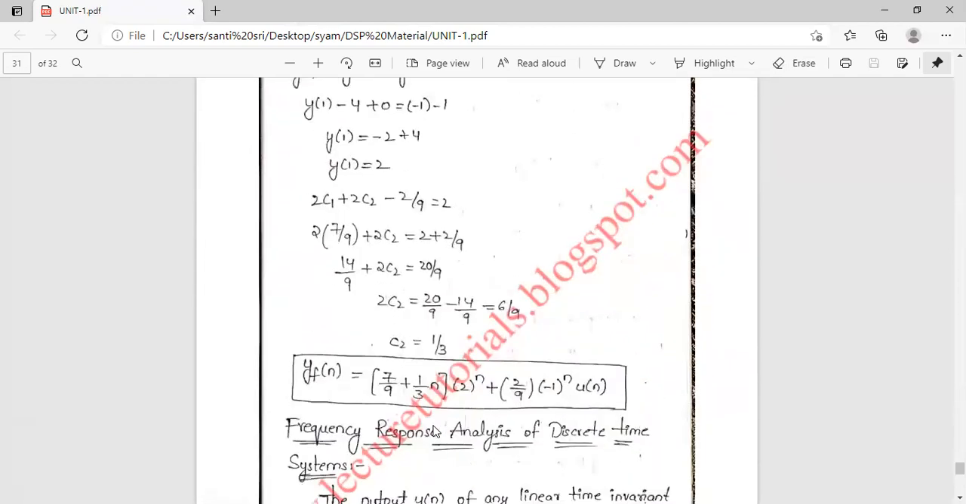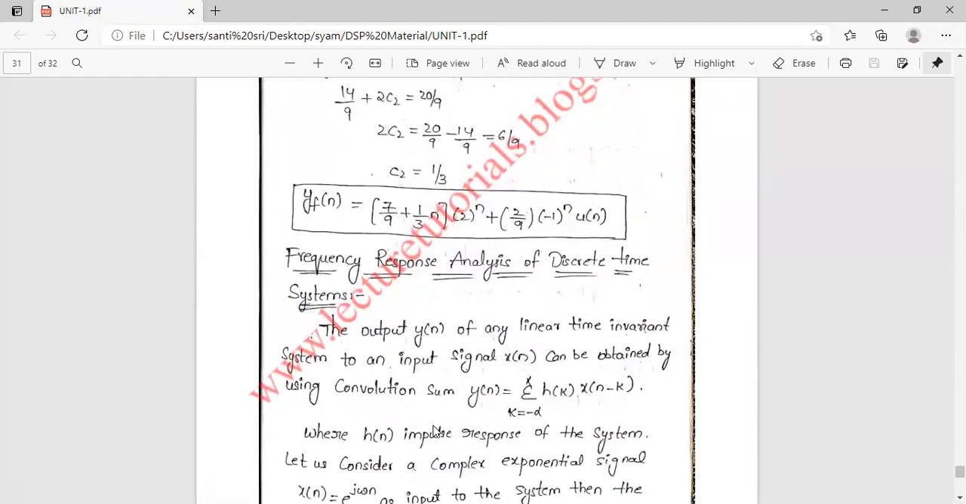By substituting, we get (c1 + c2 n) into 2 power n plus 2 by 9 into (-1)^n u of n, right? So this is the solution for the forced response yf of n. See, this is about the forced response.